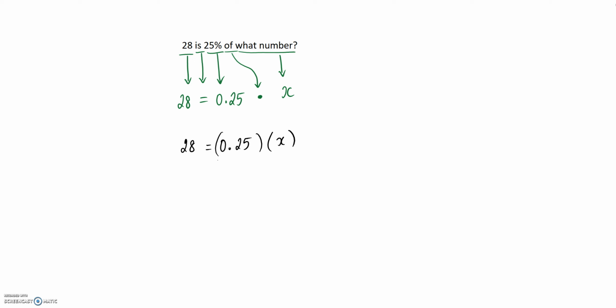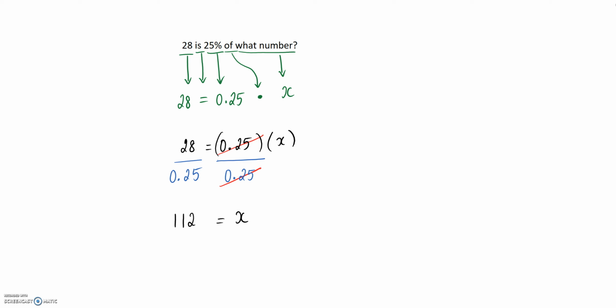I need to get x by itself because I'm solving for x. I have to get rid of the 0.25, which means I divide by 0.25 on both sides. Because 0.25 is being multiplied to the x, you undo it by dividing it. The opposite of multiplication is division. So we now use the calculator to do 28 over 0.25. It comes out to be 112 equals x.